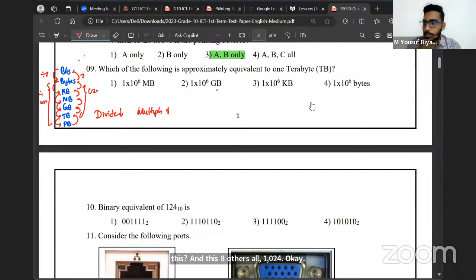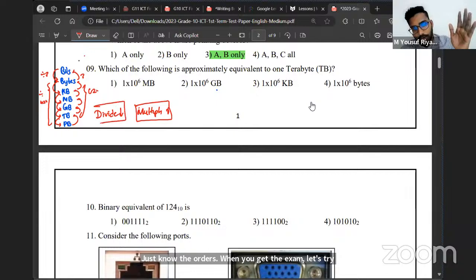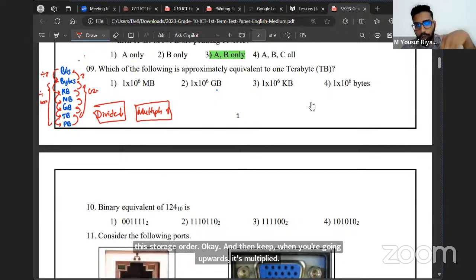Normally, let's say you're working in a company. If you go to a top position, if your position goes up and up, will your salary be increased, multiplied, or reduced, divided? Normally, when you go to an upper position, it will be multiplied. So always keep in mind the order: bits, bytes, kilobytes. When you get the exam, just write this storage order. Going upwards, it's multiplied. Going downwards, it's divided. The first one is 8, the others are all 1024.